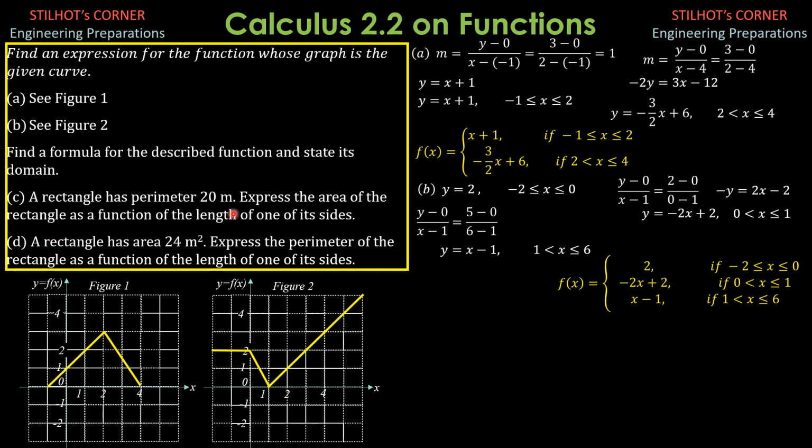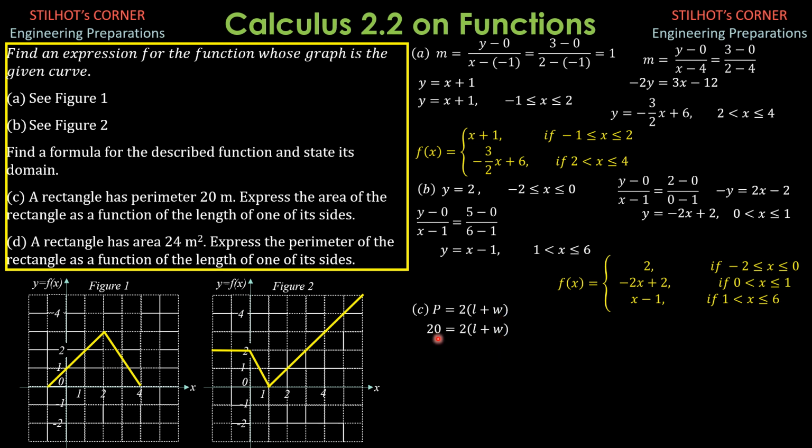A rectangle has perimeter 20. Express the area of the rectangle as a function of the length of one of its sides. So area is length times width. Perimeter is 2 times quantity length plus width, or 2L plus 2W. Since area is to be a function of the length of one of its sides, it may be a function of L or a function of W, but I choose a function of L.